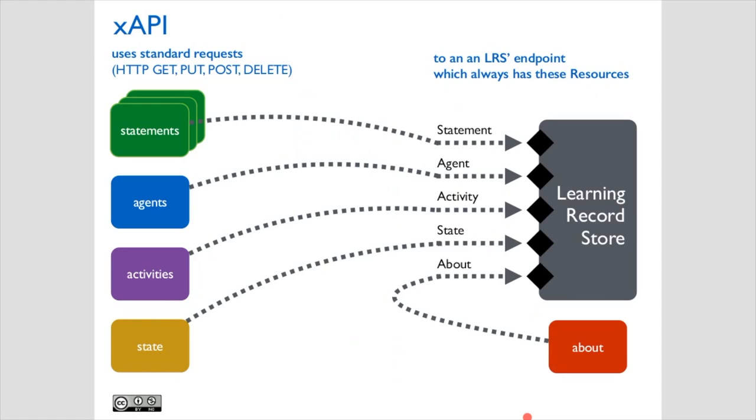Agents and agent profile go through the agent resource, and that really sends metadata out about a person or group. With the activity resource we provide the activity profile, and that provides metadata about the activity that should be performed. We have a state resource, and that supports sessioning.